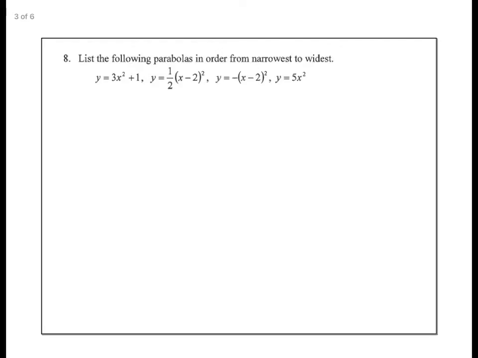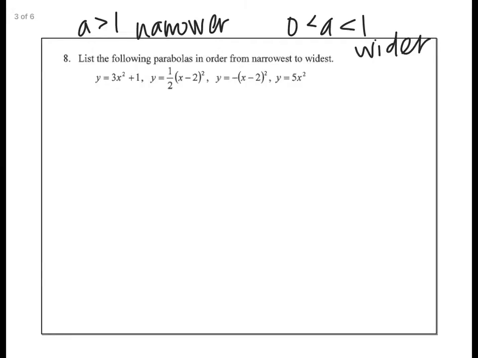Alright, number 8 says list the following parabolas in order from narrowest to widest. So remember, when we're thinking about width, we care about the a value out front. An a value that is greater than 1 is going to make it narrower. Sorry for my scribbly writing. And anything between 0 and 1, so greater than 0, less than 1, will make it wider. So they want us to go narrowest to widest.